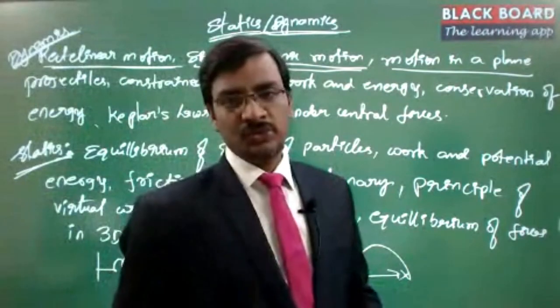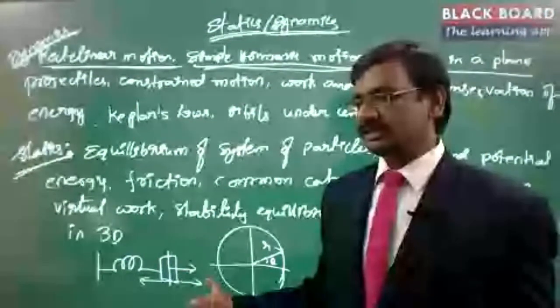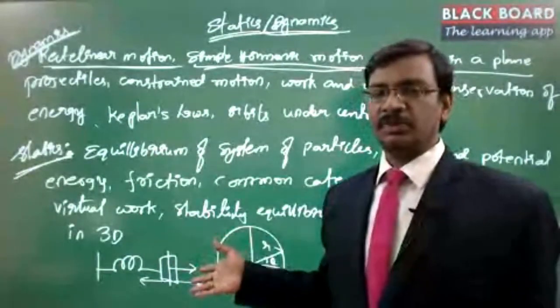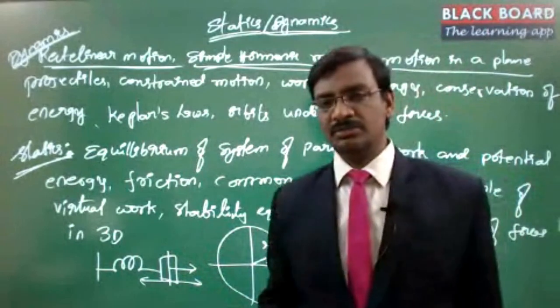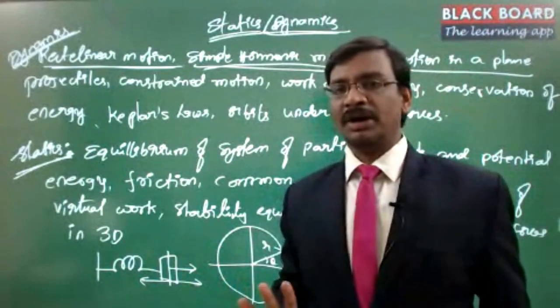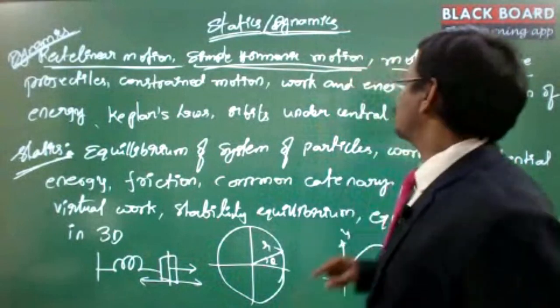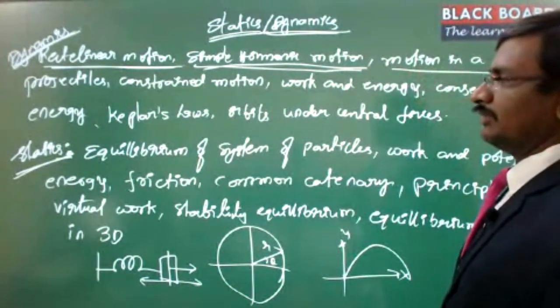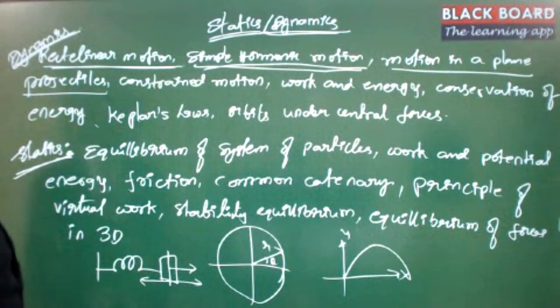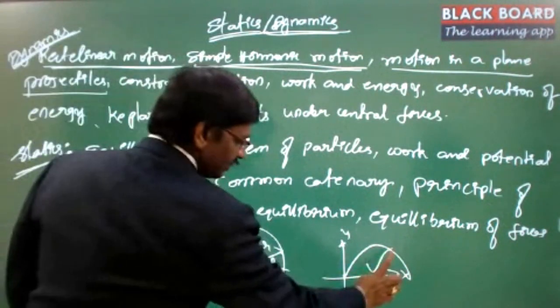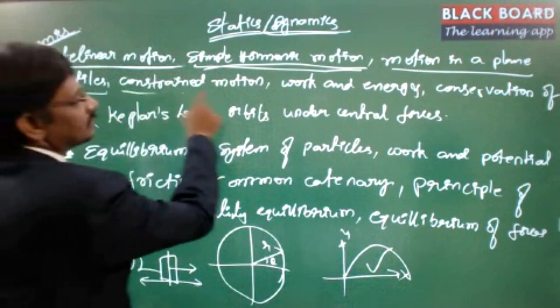And that is up to you, how you want to analyze. Whether you analyze in the form of the polar coordinate system, or in the Cartesian coordinate system, still you are analyzing a particle moving on a plane. So that's what we call the motion in a plane. And then part of that, there is a projectile, this is the one. And then constrained motion.